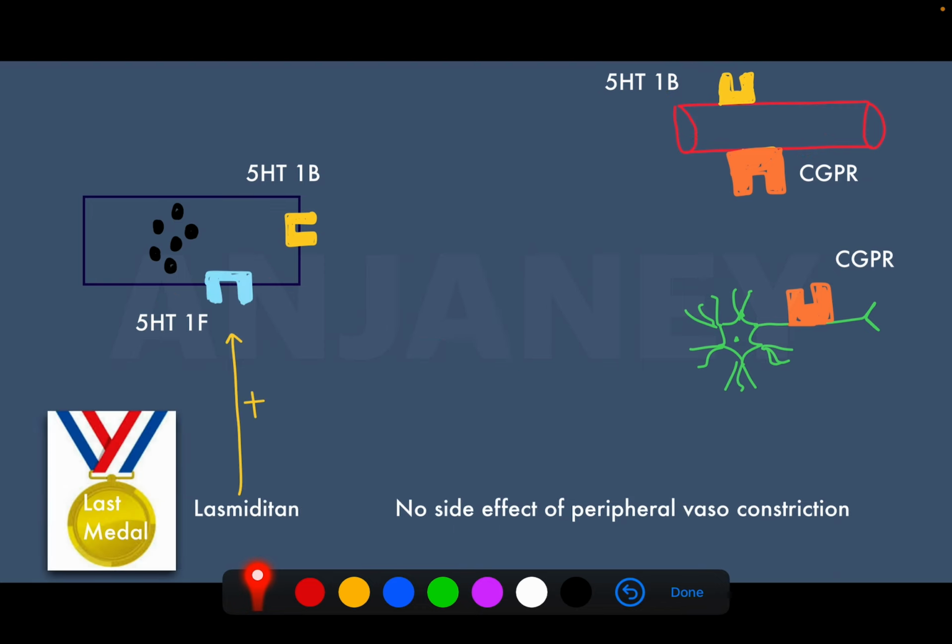So we made new drugs, which is lasmiditan. This lasmiditan is like the medal that we are giving to the people who invented this drug, because this drug is going to act on the 5-HT1F receptor. Now this F receptor is present only in the neuron, it is not present in the blood vessel. So this drug is not causing any sort of vasoconstriction related problems, right? So what this drug will do, it will stimulate this receptor and decrease this CGRP release, and we are not having the migraine related problems, right? So the drug is lasmiditan and the receptor is the 5-HT1F receptor.